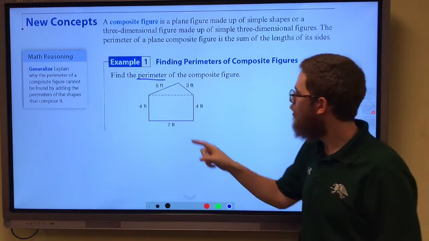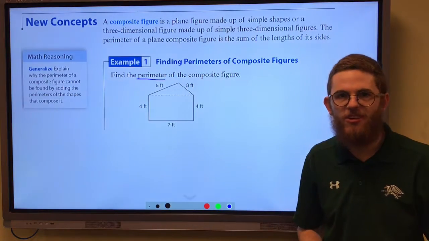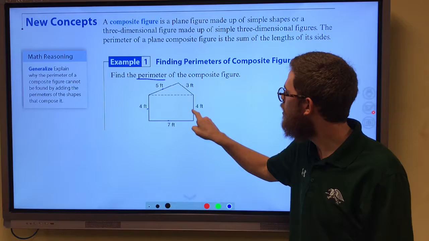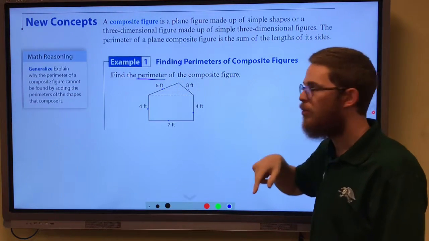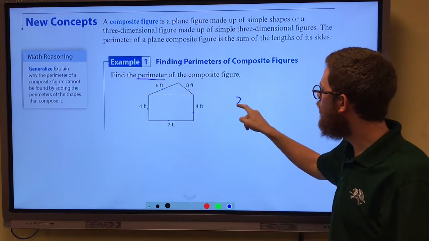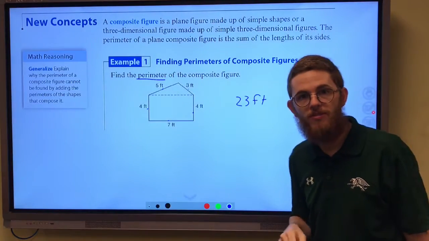The perimeter is the distance around an object. Do not worry about this dashed line right there. That's going through the center. All we have to do is add up the distance around. 5 plus 3 is 8, plus 4 is 12, plus 7 is 19, plus 4 is 23 feet.